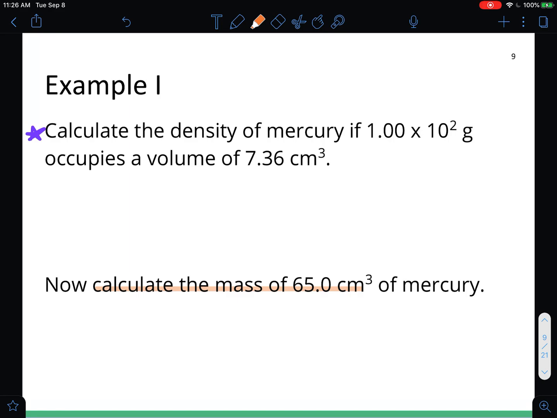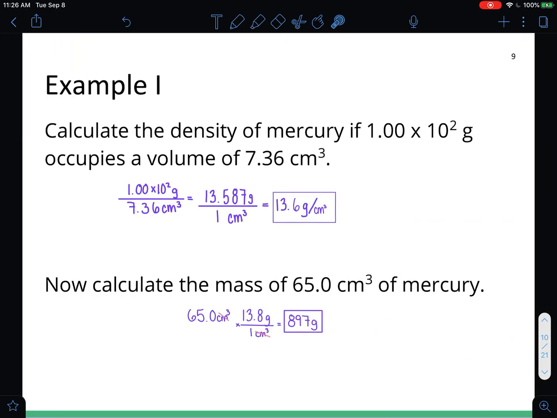All right, let's check your answers. So the first one, I took the mass and divided it by the volume. When I simplify it to the correct sig figs, I get 13.6 grams per centimeter cubed. Then to calculate the mass of 65.0 centimeters cubed of mercury, I am going to use the density basically as a conversion factor to cancel out centimeters cubed and end in grams. So I'll get 897 grams for that mass.